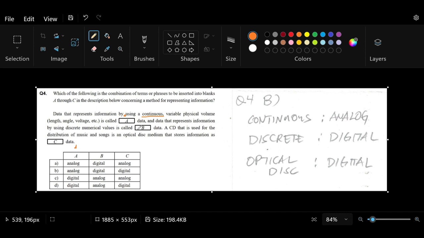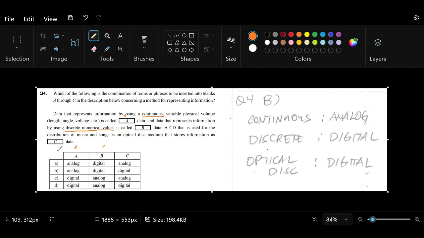Now, in this case, if you were to go to the next column, which is blank B, it's saying that the information is using discrete numerical values. When we talk about discrete numerical values, that means that it's digital. So the blank B should have the answer digital. If blank A is analog and blank B is digital, then our choices would be A or B.